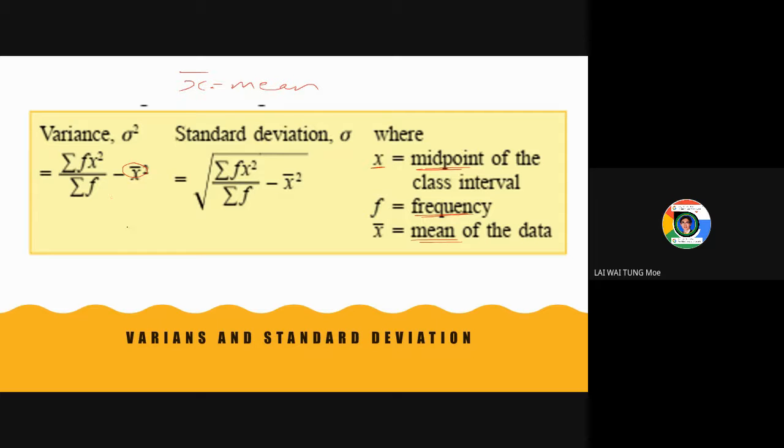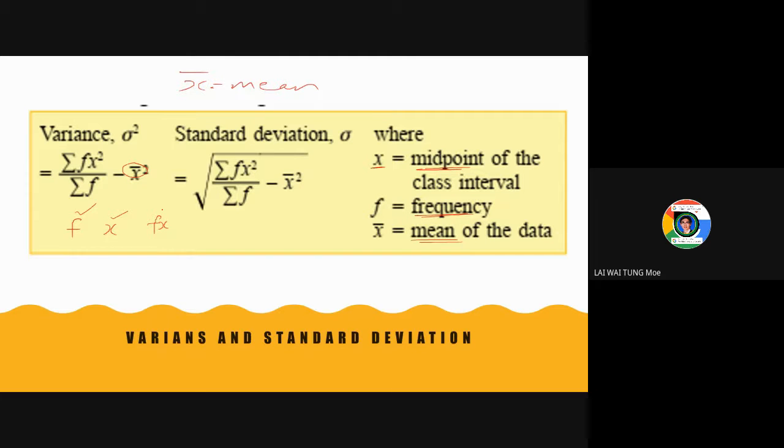So if the question asks you to find the variance or standard deviation, then in the frequency table which you want to construct later, you need to find out your midpoint. Normally the question won't give you the midpoint, so you need to find it. The frequency is given by the table or question. Then you need to find f times x: take the frequency, multiply by the midpoint.